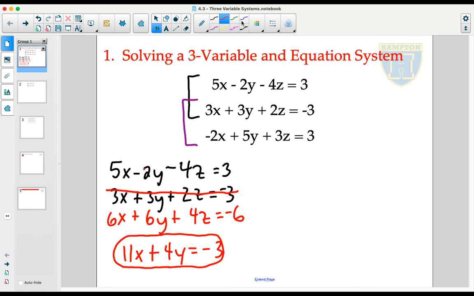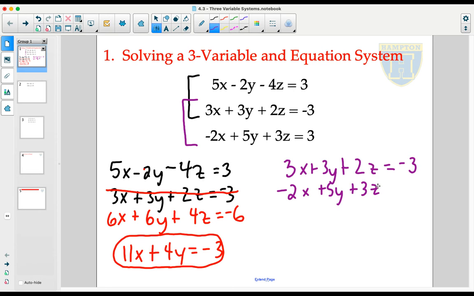Now we take the other pair and look at the second equation, 3x plus 3y plus 2z is equal to negative 3, and the third equation, negative 2x plus 5y plus 3z is equal to 3. I still want to eliminate the variable z. If I switched over to x or y, that's not going to help me when it comes time to create my new two-variable, two-equation system. So we need to stick with z.